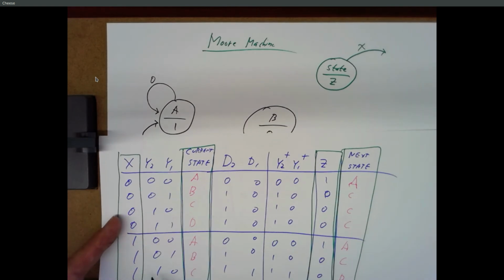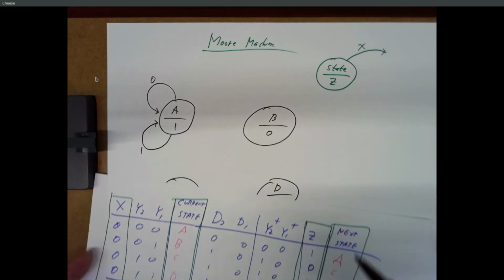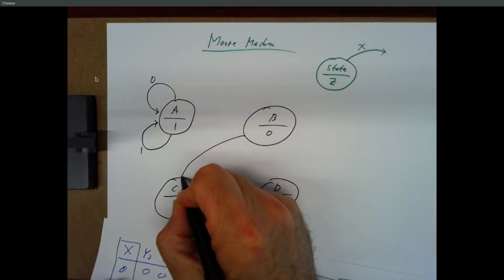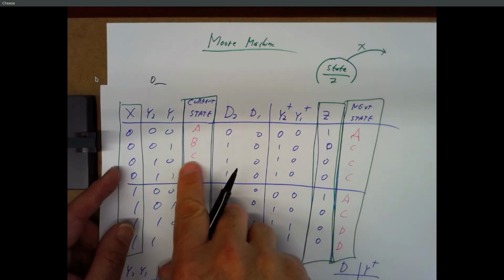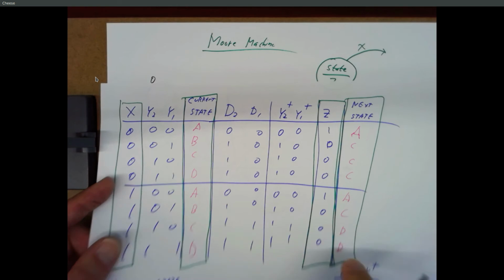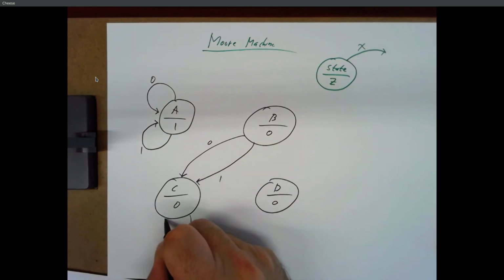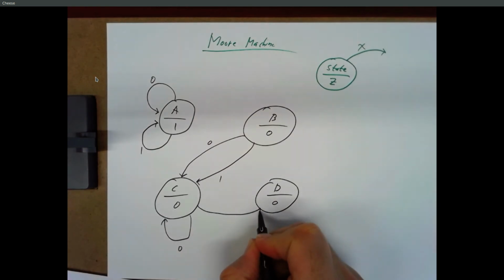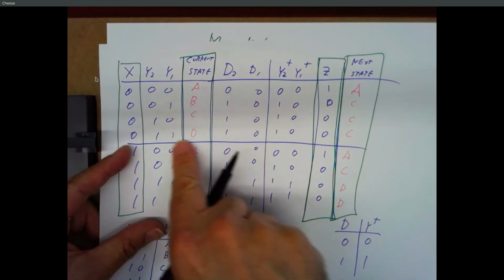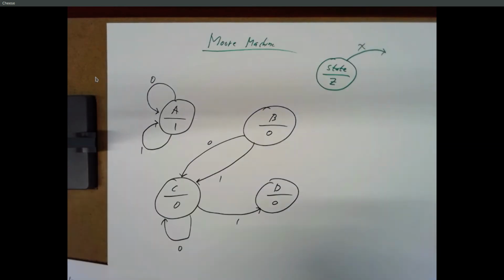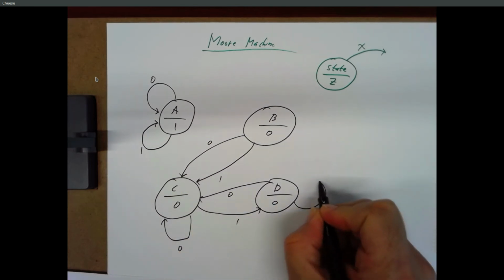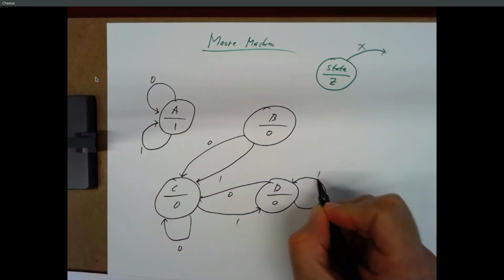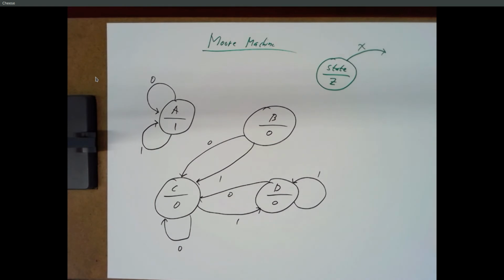So state B goes to state C for either a 0 or a 1. So there's a 0, there's a 1. State C goes to C or it goes to D. So if C is a 0, it stays in C. If it's a 1, it goes to D. And state D goes to C or D. So there's a 0. And there's a 1. And I think that's what everybody has.